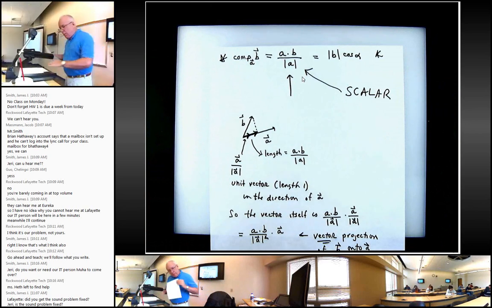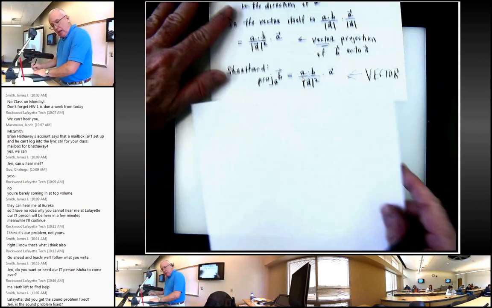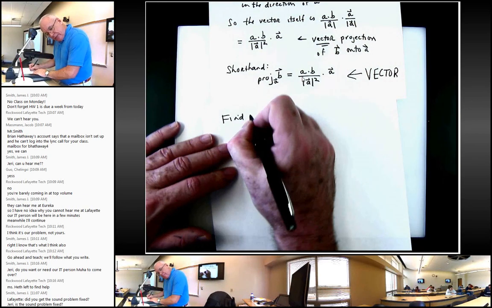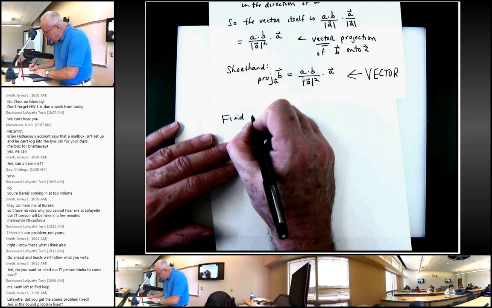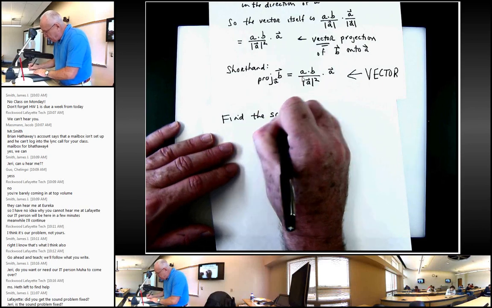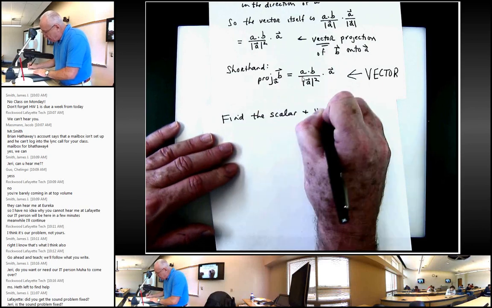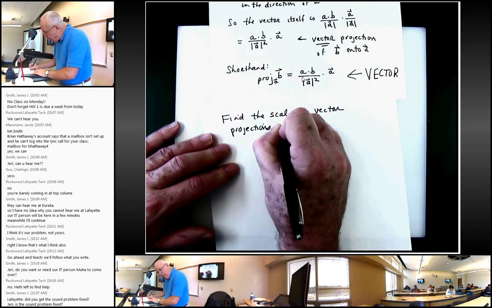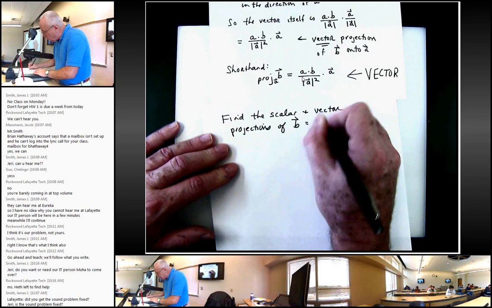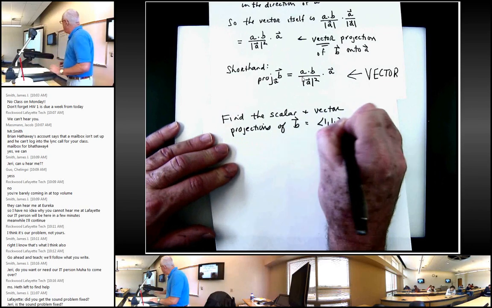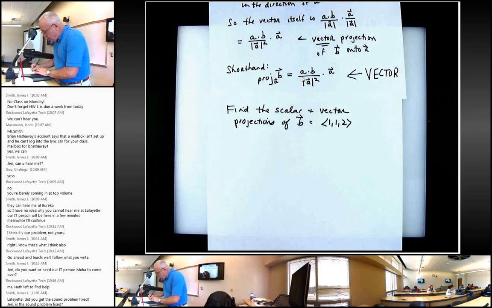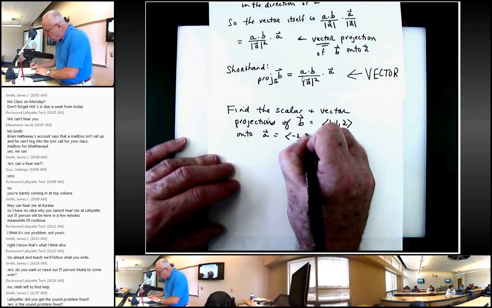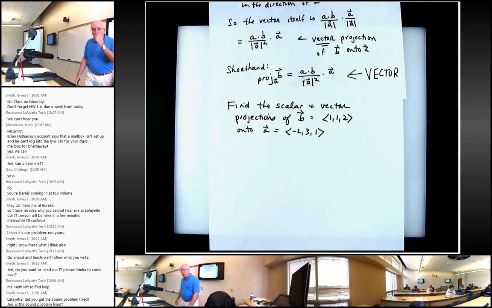So what we want to look at here is, find the scalar and vector projections of B, where B is equal to 1, 1, 2, onto A, where A is equal to -2, 3, 1. Okay.